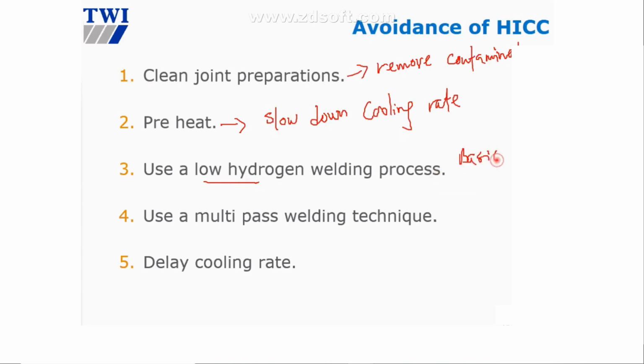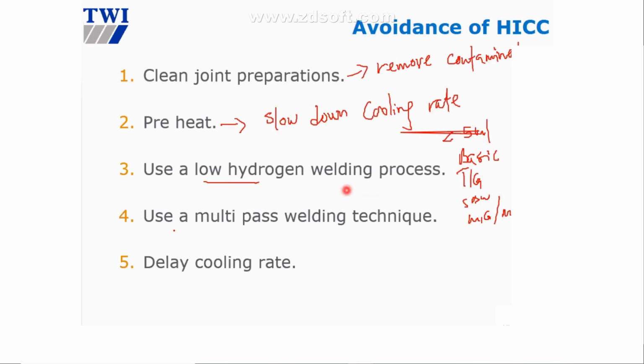meaning like using a basic electrode in MMA, because basic is less than 5 milliliter. Sorry, my writing, I don't know what happened. Suddenly it became sharp like that. Or maybe using TIG, or SAW, or MIG-MAG. Why all these processes? Because all of these processes are below 15 milliliter, so there is no problem with hydrogen crack.